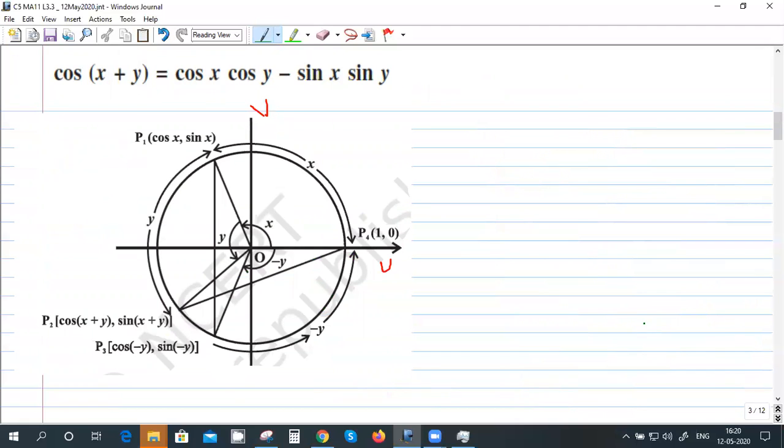Now, in coordinate geometry, you know the distance between 2 points. If you have 2 points, this coordinate is x1, y1, and there's another point whose coordinates are x2, y2. What is the distance between these two points? You know how to find the distance, or you already know the formula.